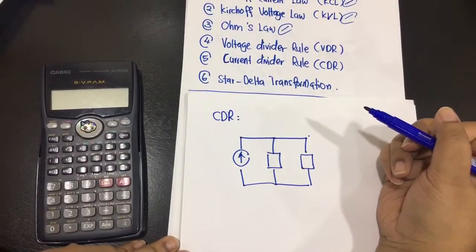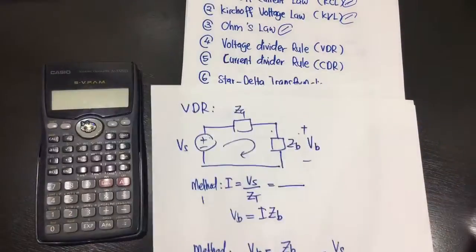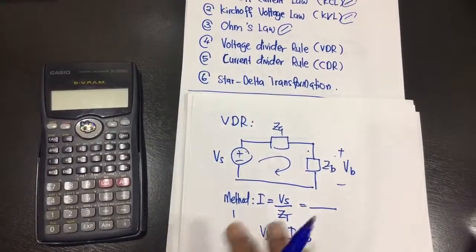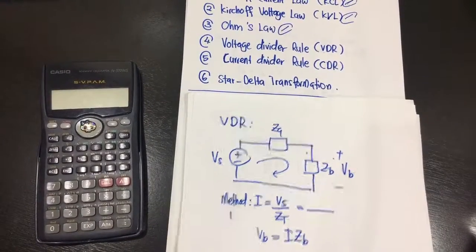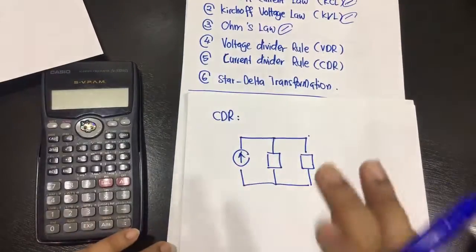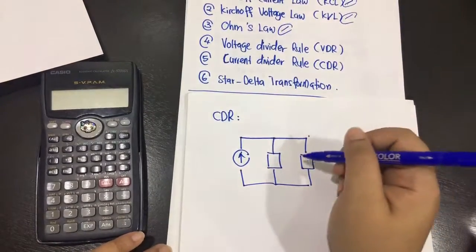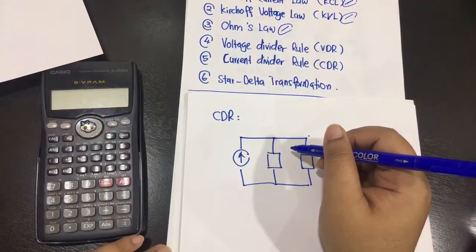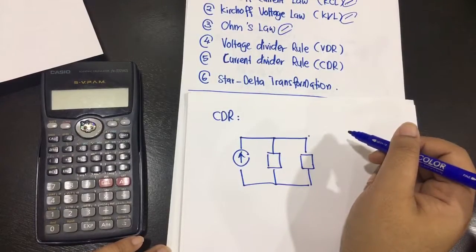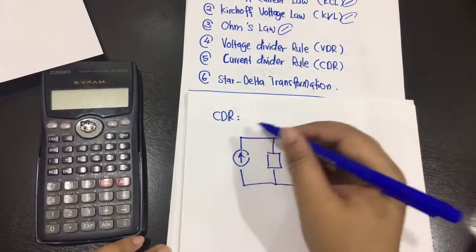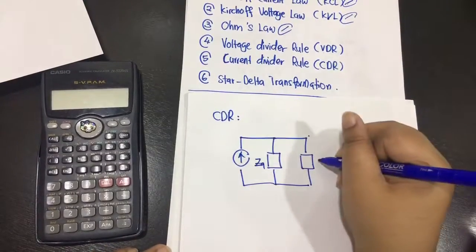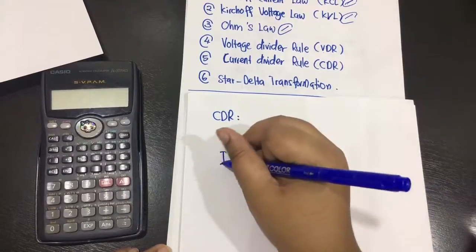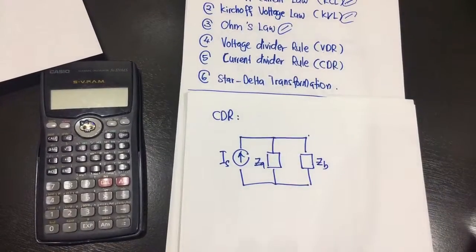And again, for VDR, this law only applies for series circuits, and CDR only applies for parallel circuits. So this is ZA, ZB, and IS.